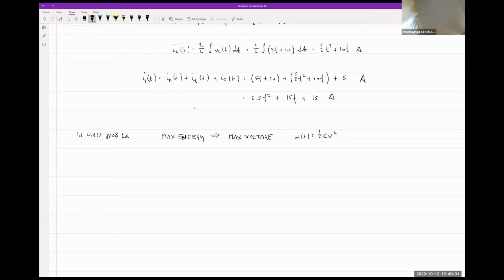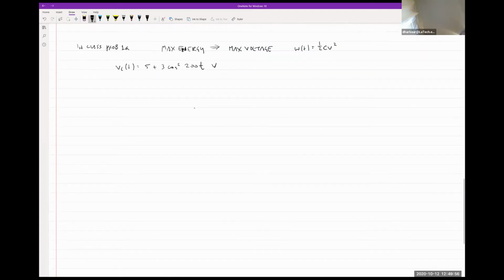So for this problem, it really boils down to saying, well, where does the maximum voltage occur? And the voltage that we're given is this expression 5 plus 3 cosine squared 200t volts. And every year in every class, we get a lot of questions about this one, and people ask, well, how am I supposed to figure out what the maximum of that is? Am I supposed to take the derivative of that and set it equal to 0, or what? And really, one way you could do it is just to look at it graphically, right?